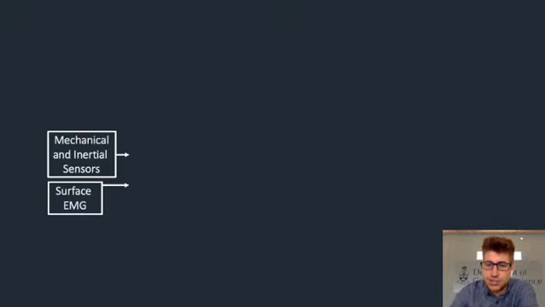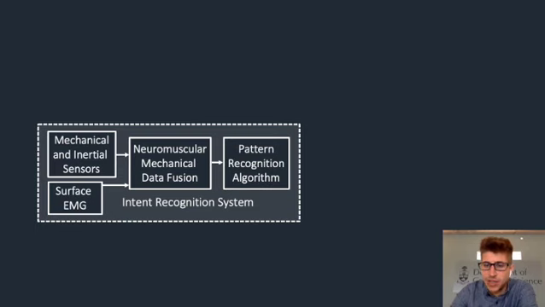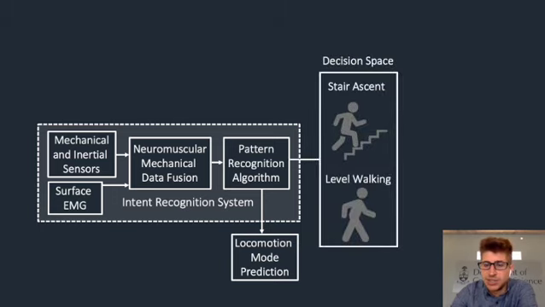The state-of-the-art in automated high-level control uses sensors on the patient and or on the device. These data streams are then often fused together, and some pattern recognition algorithm is then used to predict the desired locomotion mode from some high-level decision space. However, these sensors can only really estimate the current state of the system, which is somewhat analogous to walking blindfolded.